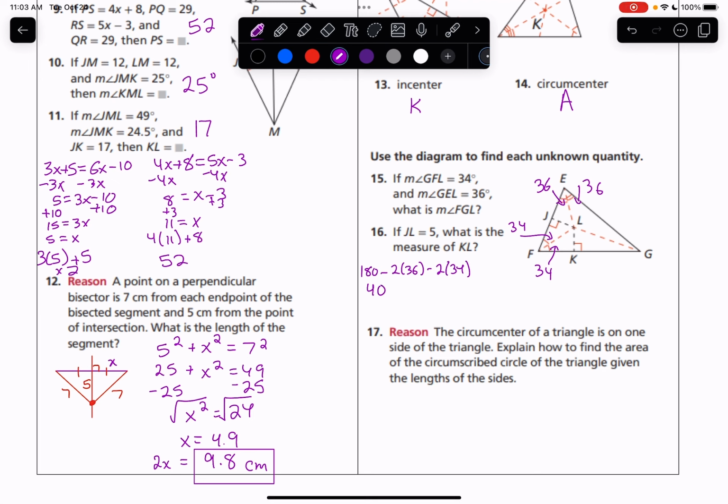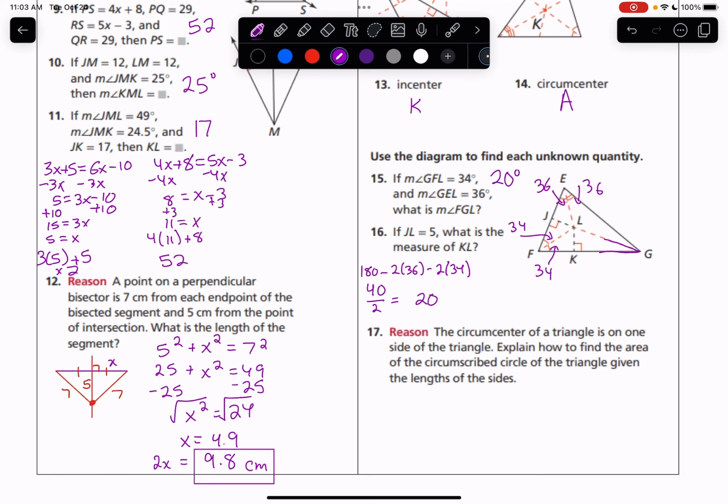And then, since this is the point of concurrency of the angle bisectors, I know that G is also an angle which is bisected. So I'm going to take that extra 40 degrees, divide it by 2, and find out that my missing angle, angle FGL, which is approximately right here, is going to be 20 degrees.